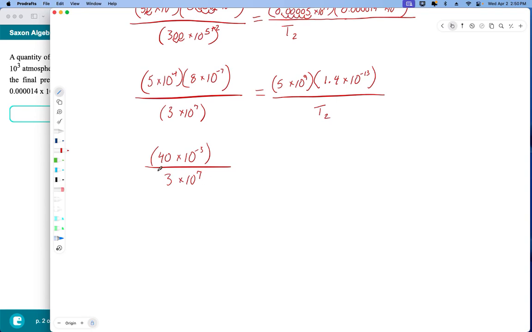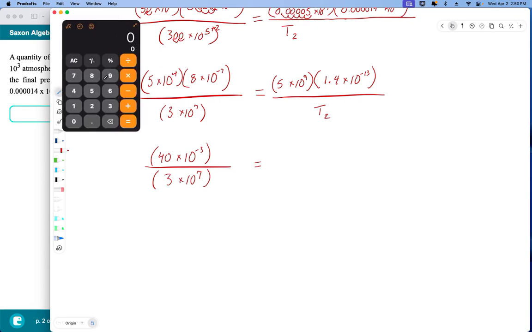Now, that's its own value. We have 5 times 1.4, which would be 5, 6, 7. I think that's going to be 7. Let me make sure. 5 times 1.4. Yeah, okay, so 7 times 10 to the negative 5 minus 9 and negative 13 is going to be a negative 4. And then we have T2.